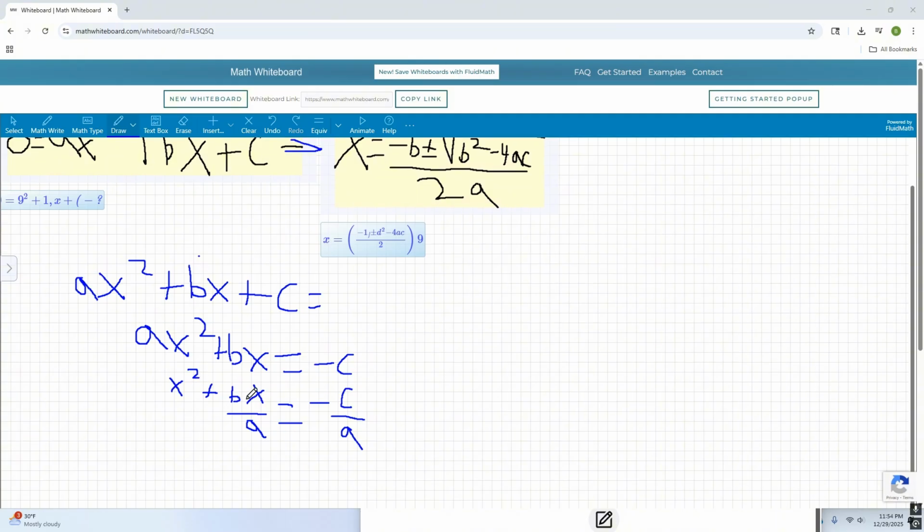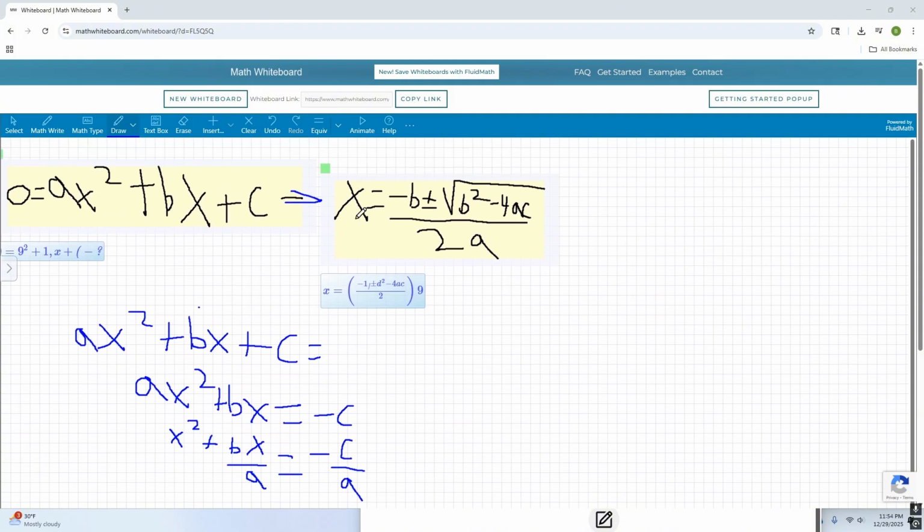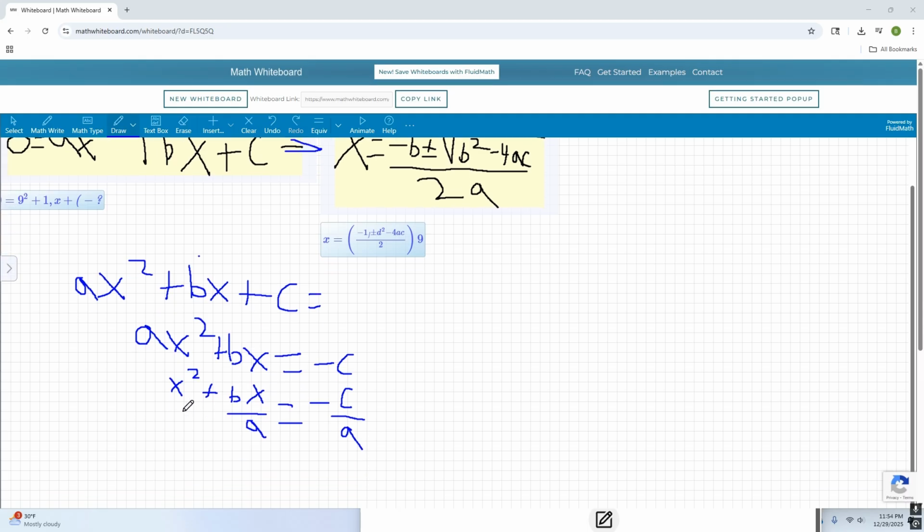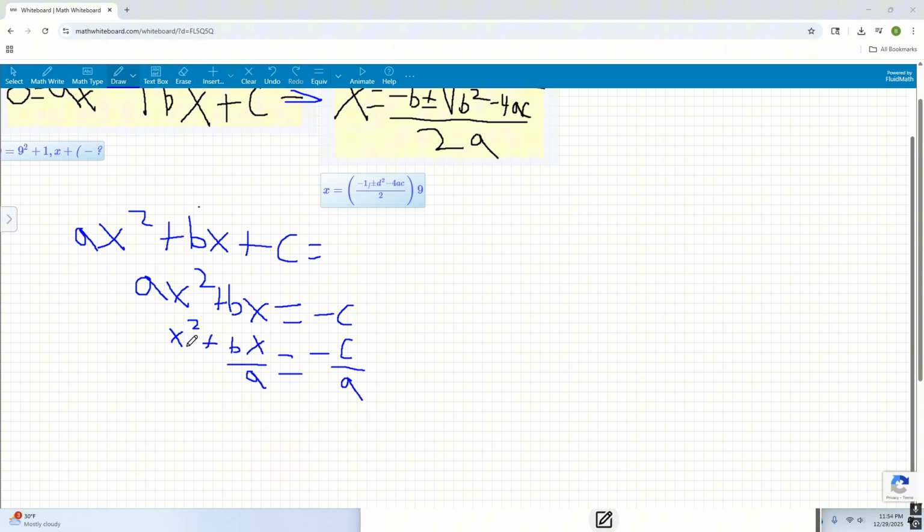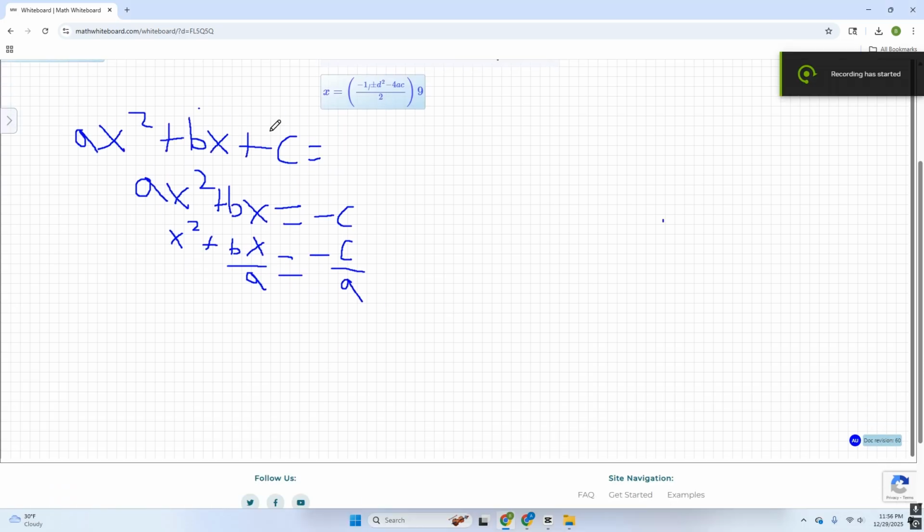And now, to get one step closer to separating x from all of the other variables, you have to divide everything here by a. So you would be left with x squared plus bx over a equals negative c over a.